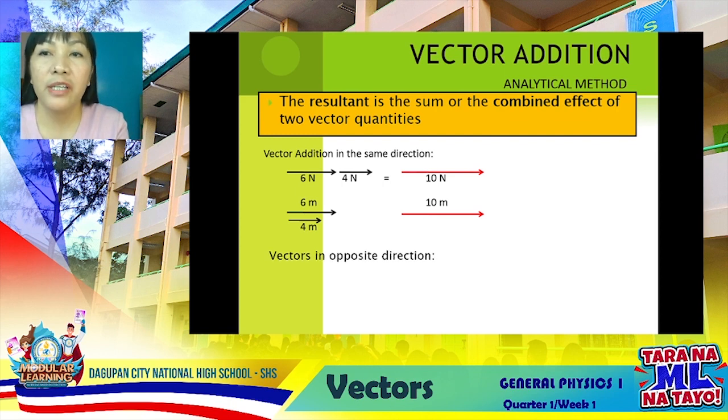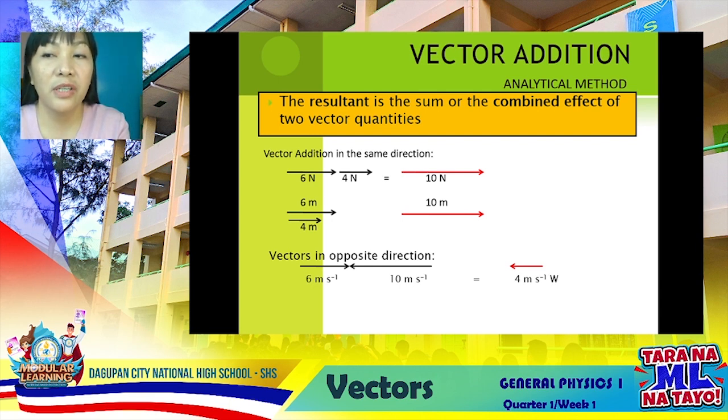This time we have vectors acting in opposite directions. When 2 vectors have opposite directions, whether their magnitudes are the same or not, they are referred to as antiparallel. Therefore, the magnitude of the resultant is the difference between the magnitudes of the vectors. The direction of the resultant is the direction of the larger vector.